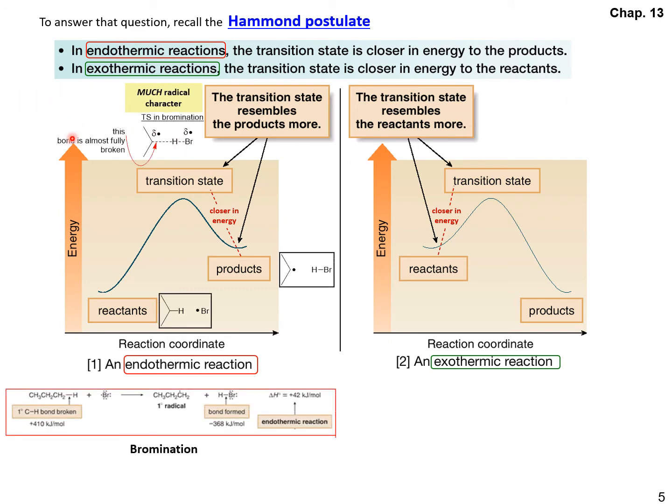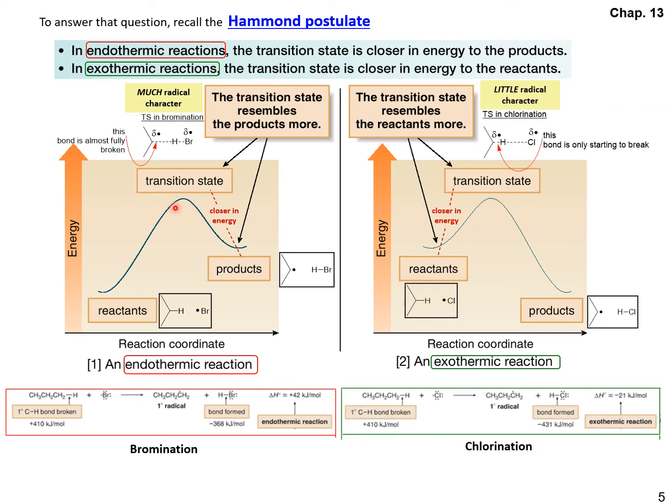In free radical bromination, a bromine radical abstracts a hydrogen from the hydrocarbon to generate a carbon radical and HBr. This process is endothermic, which means that the transition state structure, since it is closer in energy to the carbon radical than it is to the hydrocarbon, has a significant amount of radical character. So the bond is already almost broken, and we have a lot of radical character on this carbon in the transition state structure.